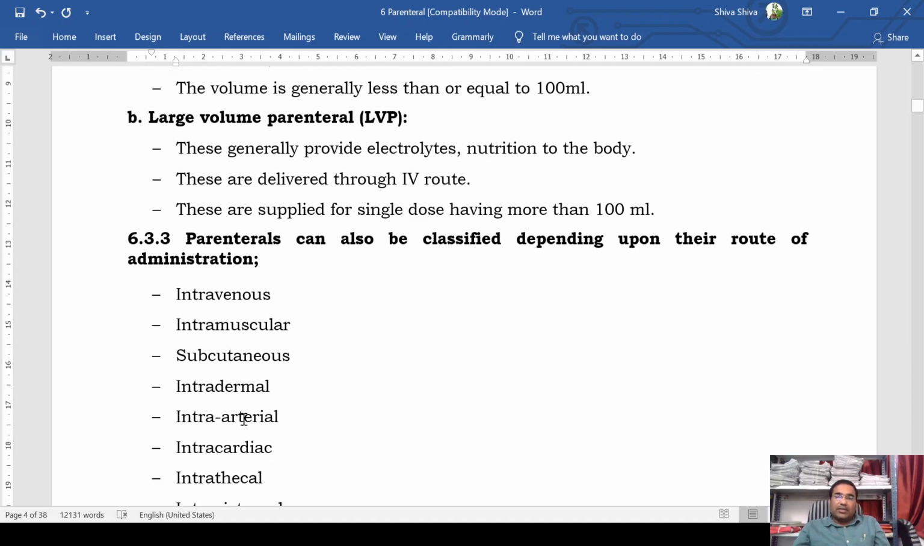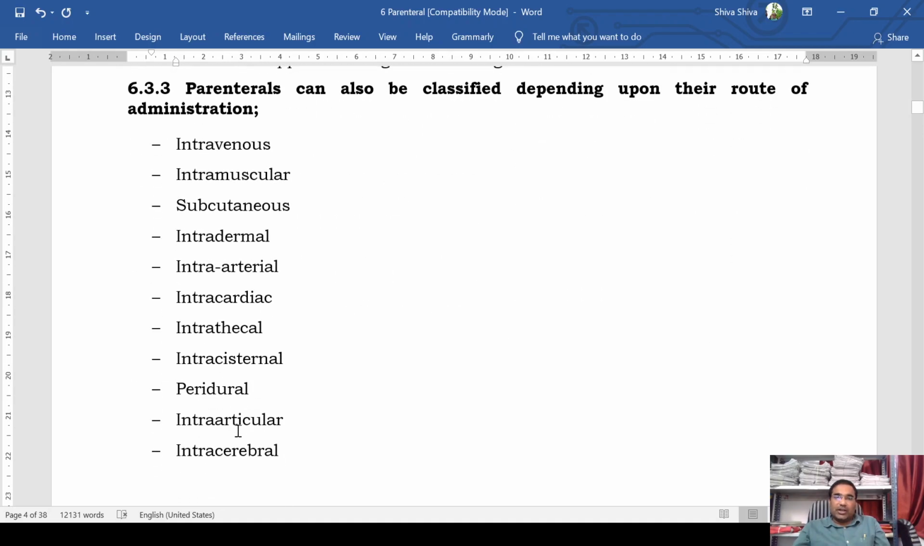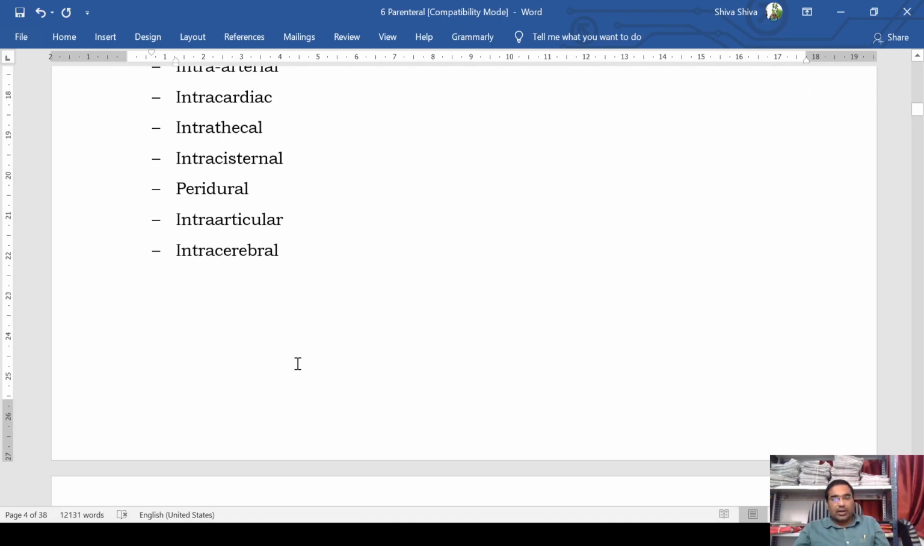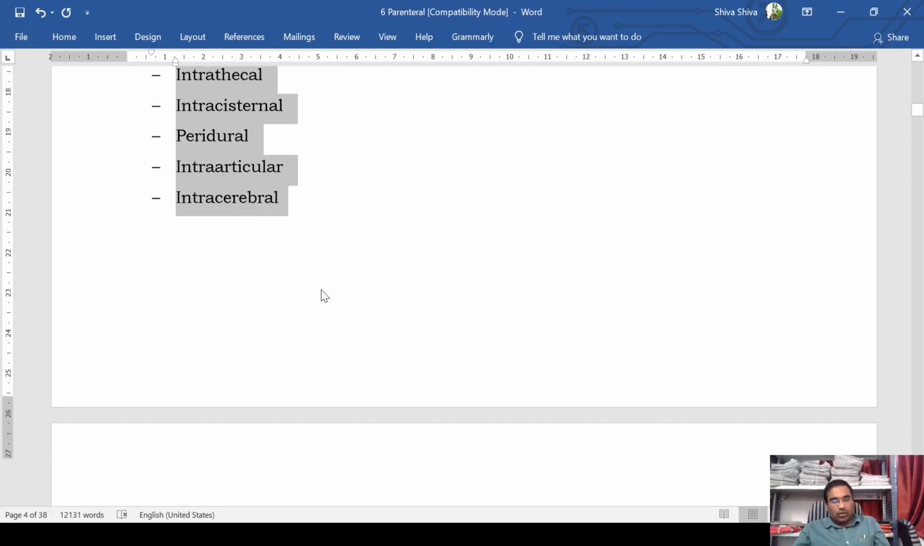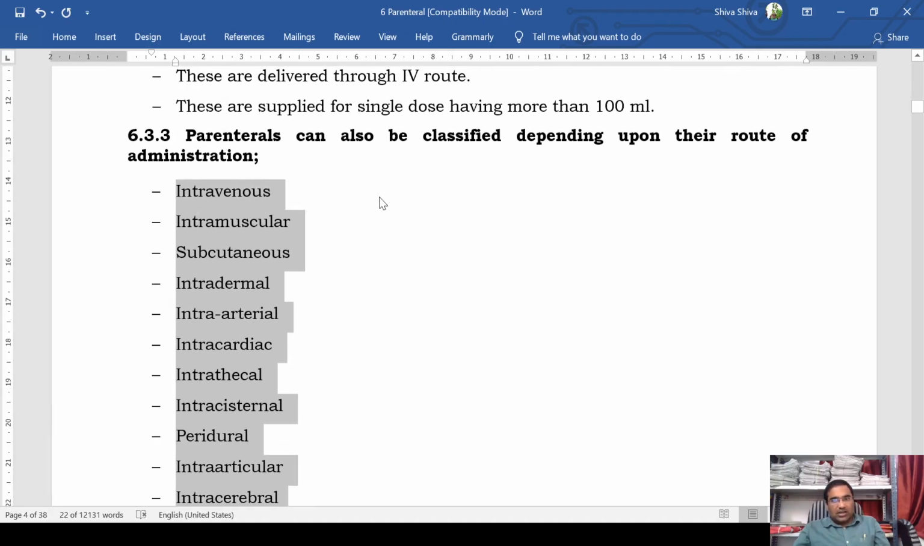Again, parenterals can be classified depending upon their route of administration as intravenous, intramuscular, subcutaneous, intradermal, intraarterial, intracardiac, intrathecal, intracisternal, peridural, intraarticular, and intracerebral. So depending upon where these parenteral products are administered, from the route of administration, these are the different classifications of parenteral product.